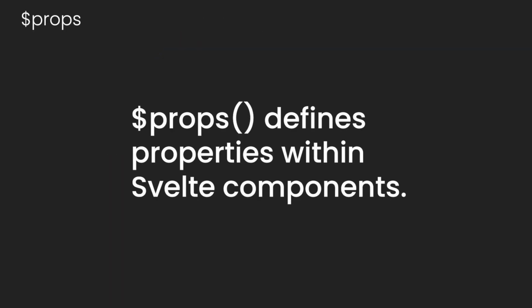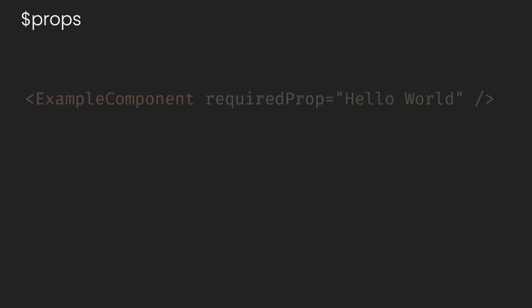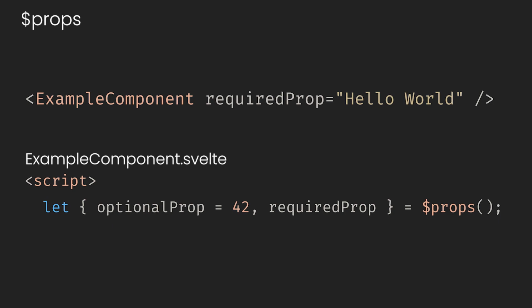Firstly, we have props. $props is how you define the properties for your Svelte components. Let's say we have the component example component with a required property of hello world. Inside of the example component, at the very top, we will have our properties written out, where we can say let, then object destructuring with optional prop and required prop is equal to the props rune. With runes, this is the syntax of how you pass properties into your components.